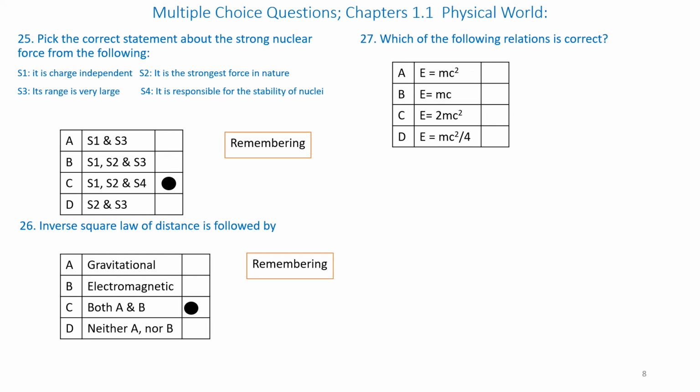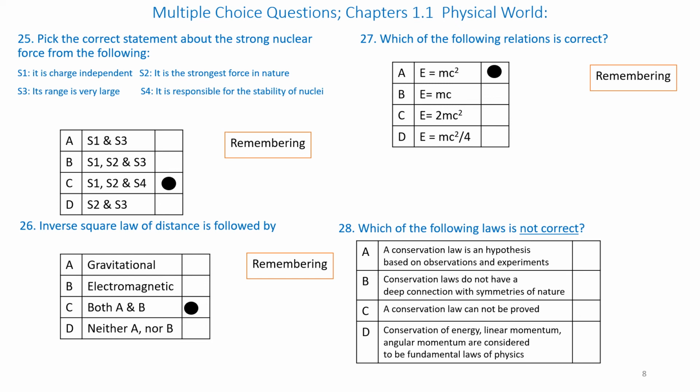Question number 27. Which of the following relations is correct? E is energy, m is the mass, c is the velocity of light in vacuum. Four choices are given. A, E is equal to mc square. Choice B is E is equal to mc. Choice C is 2 into mc square. Choice D is mc square by 4. We know that the correct answer is E is equal to mc square. Therefore, remember and mark it.